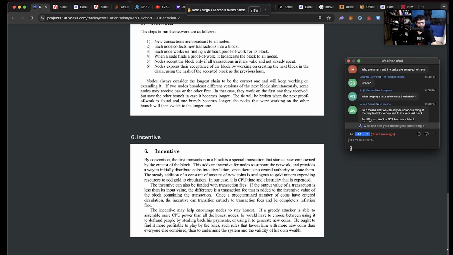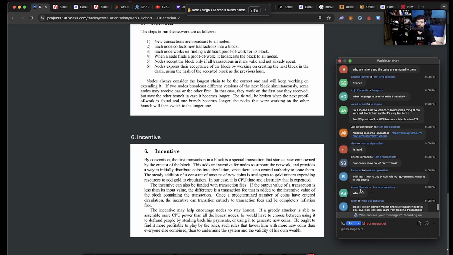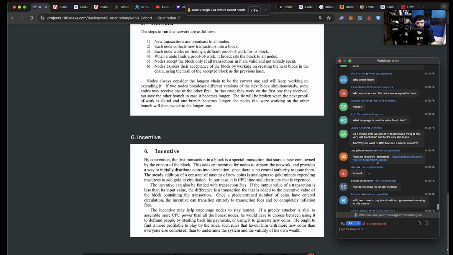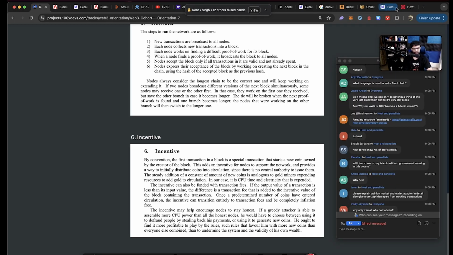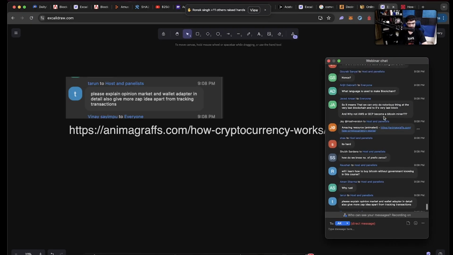What language is used to do blockchain? I have no idea. I think it's C, but I could totally be wrong. I think Solana is written in C. I think Bitcoin is also written in C. I could totally be wrong. Don't quote me. Just Google. You'll find the code of Ethereum, Bitcoin online. But I think it is C. I could be wrong.